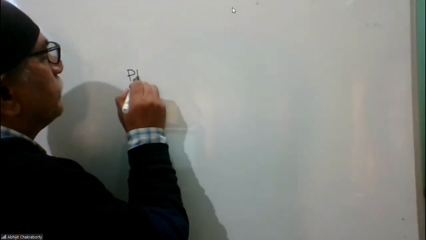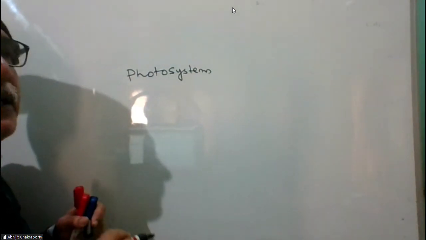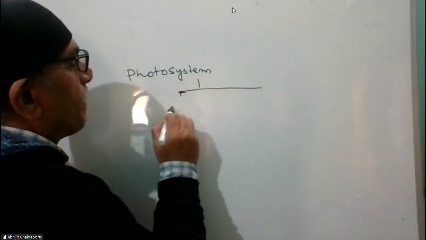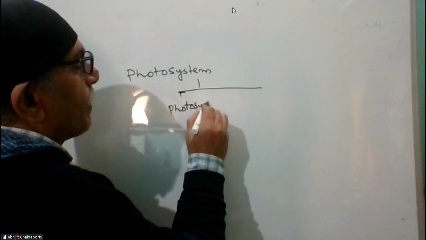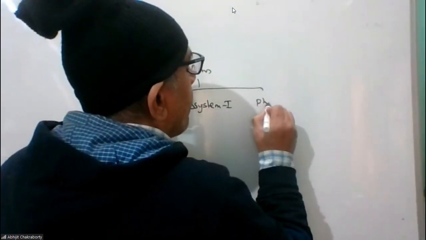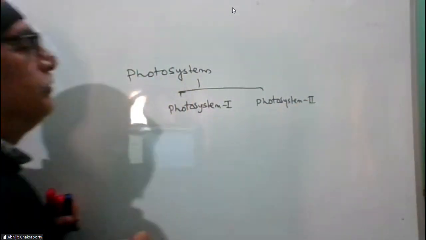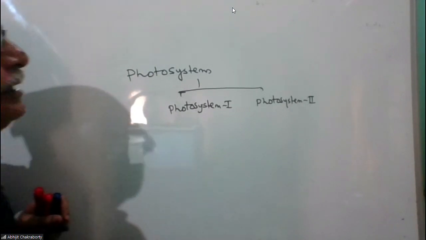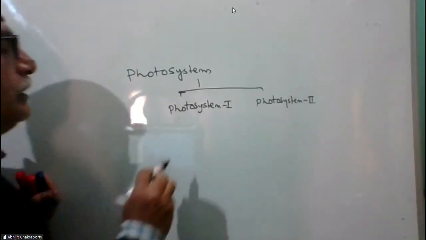First, the photosystems. In photosynthesis, two photosystems participate. Here you have to discuss light and chlorophyll together. Photosystem 1, photosystem 2. Two photosystems are actually participating in photosynthesis and both are required. In each photosystem, there is a reaction center chlorophyll.